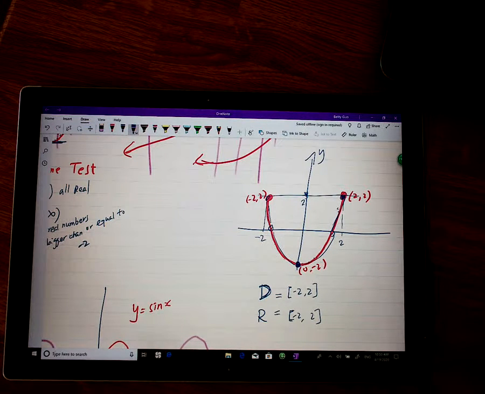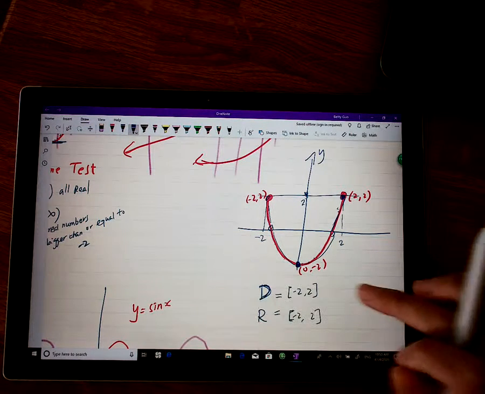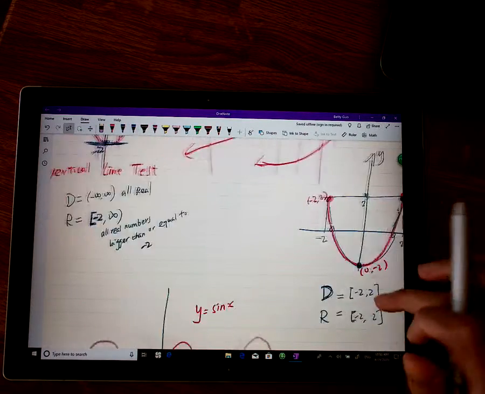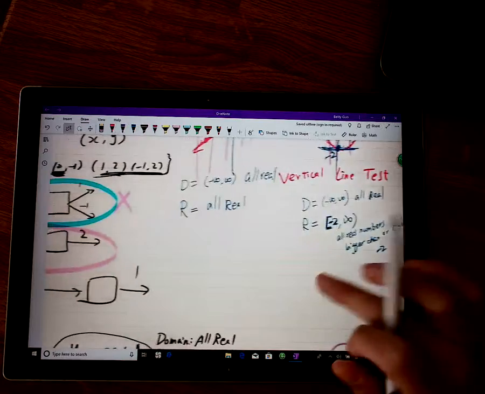Okay? I hope you can really grasp the domain and range. It is very important for learning mathematics.